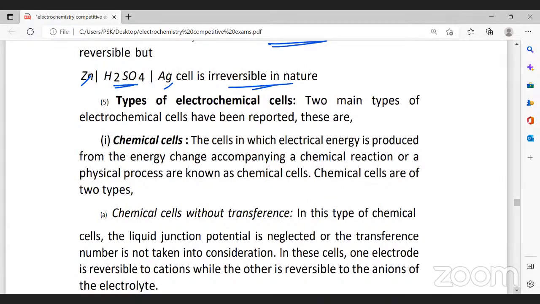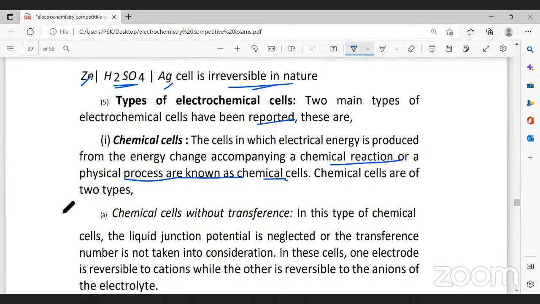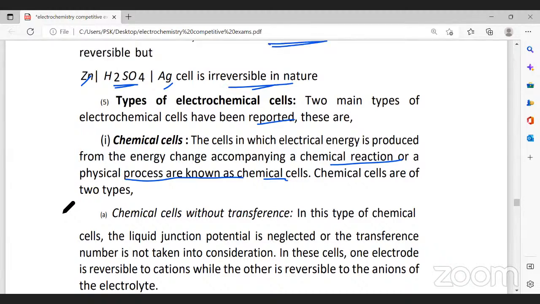Types of electrochemical cell. Two main types of electrochemical cells have been reported. These are chemical cells. The cell in which electrical energy is produced from the energy change accompanying a chemical reaction or a physical process is known as a chemical cell. Chemical cells are of two types. That means a cell which converts chemical energy into electrical energy is called a chemical cell.